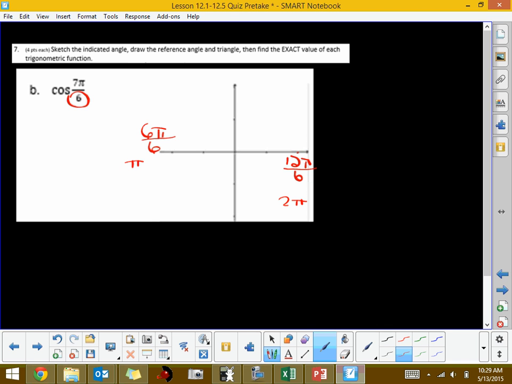So that means this is 3π/6, half of that. So every one of these is 3, and then 6, and then 9, and so on. So this is 9π/6. So we want to go 7π/6 for our reference angle.